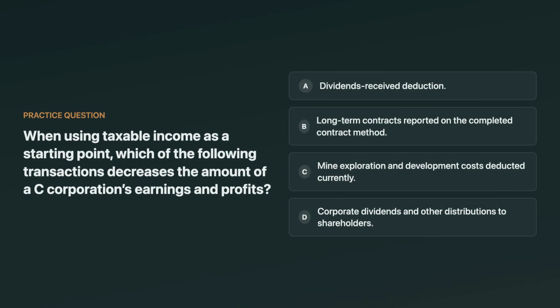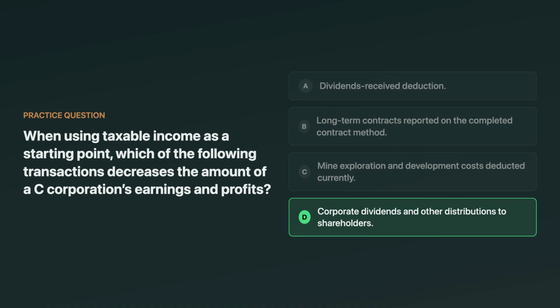When you start with taxable income to compute a C corporation's earnings and profits, which transaction decreases E and P? Options include the dividends received deduction, long-term contracts on the completed contract method, mine exploration and development costs deducted currently, or corporate dividends and other distributions to shareholders. Think about it.